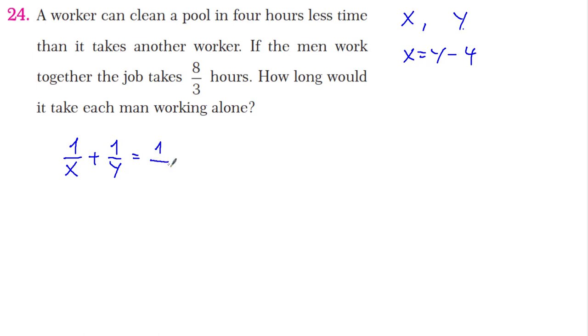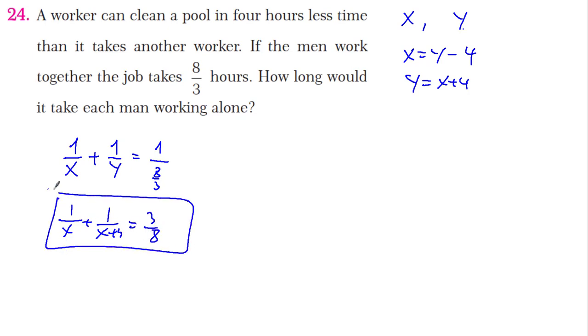And this will cover 1 over how long it takes for the job to be done, 8 over 3. Make the substitution y equals x plus 4. That means 1 over x plus 1 over x plus 4 is 3 over 8. That's it. This is a quadratic equation.